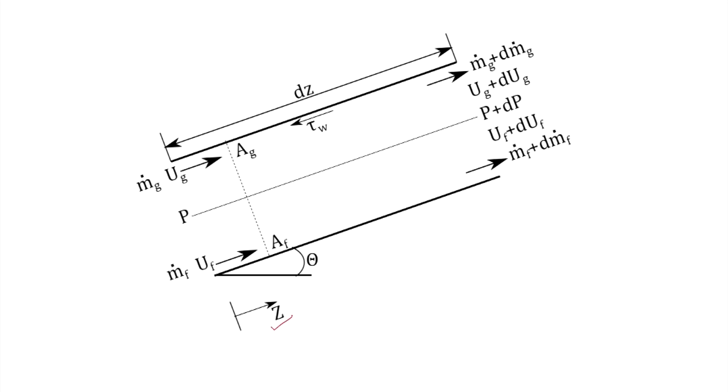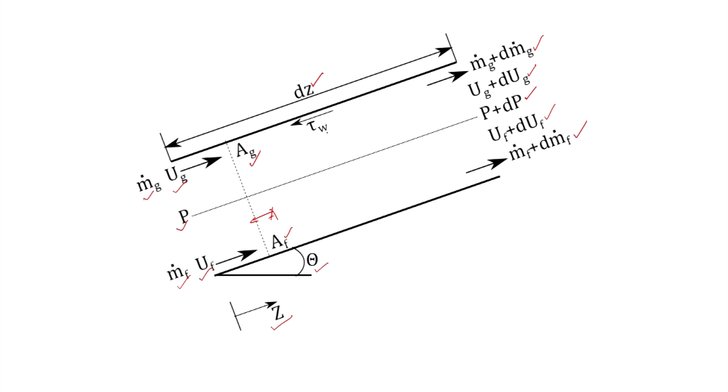As earlier, the z coordinate is the axial coordinate, the angle with the horizontal is theta, the channel cross-section area is A, and the cross-sectional area occupied by the liquid phase is AF, and the area occupied by the gas phase is AG. The mass flow rate of the gas is m dot g, velocity of the gas phase is ug, mass flow rate of the liquid phase is m dot f, velocity of the liquid phase is uf, and the pressure at the inlet is p. The length of the element is dz. The pressure at the outlet is p plus dp, velocities are ug plus dug and uf plus duf, and mass flow rates are m dot g plus dm dot g, m dot f plus dm dot f.